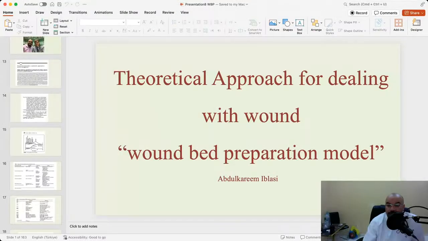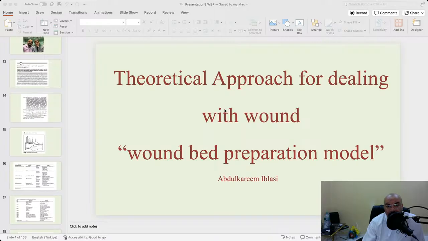We are now at the last stage of finishing the assessment of the wounds, and now we will take an overview on wound bed preparation. If you remember, let me just put up the slide.